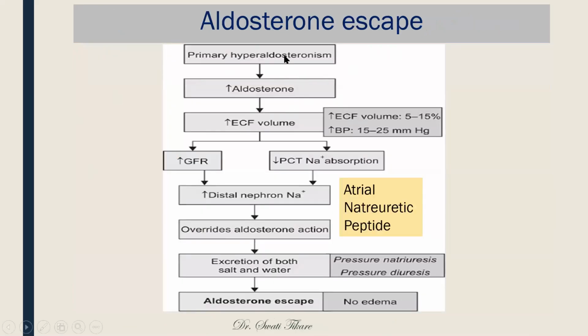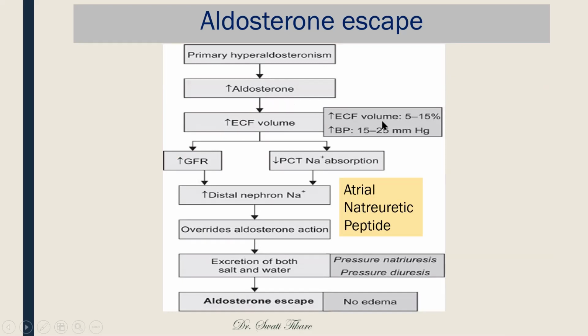So let's go through this flow chart, which will help you to understand. We begin with the presence of primary hyperaldosteronism, that is Conn syndrome. There is excess aldosterone, more sodium and chloride getting reabsorbed. Hence, there is increased ECF volume.